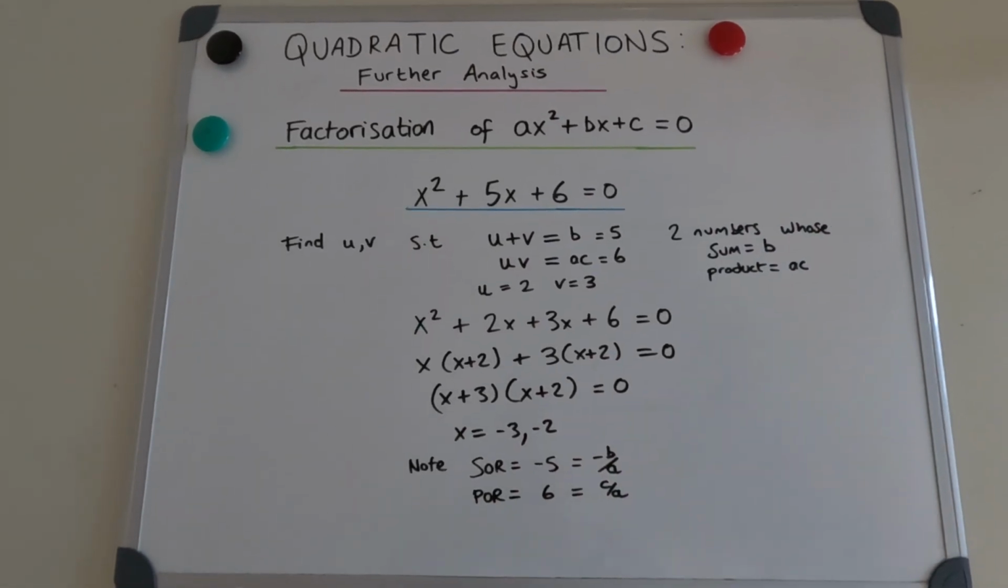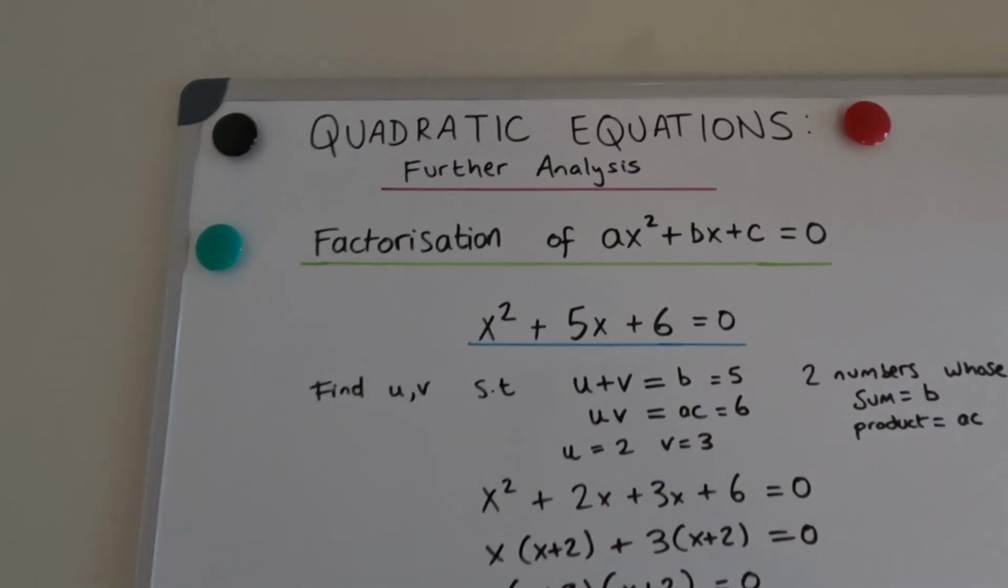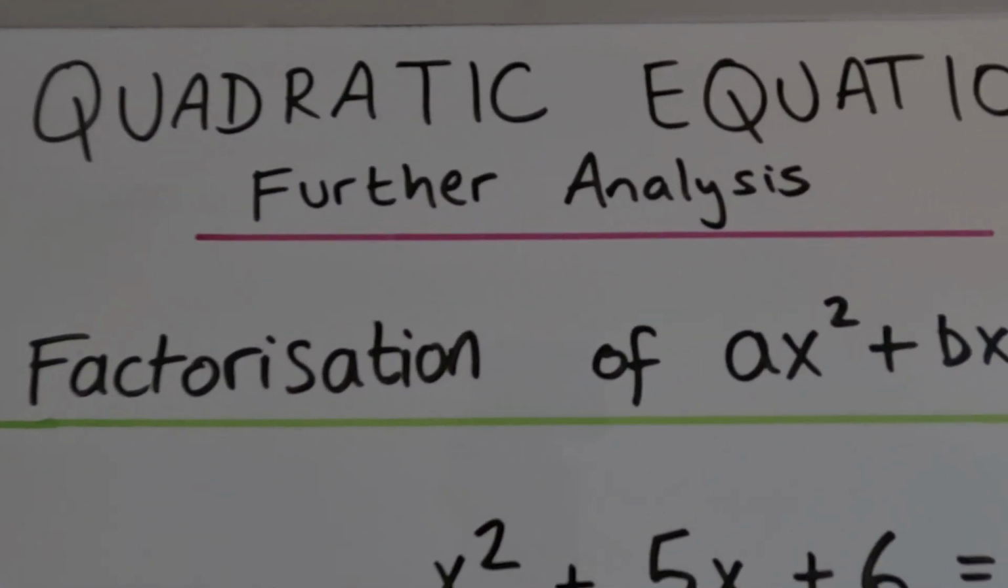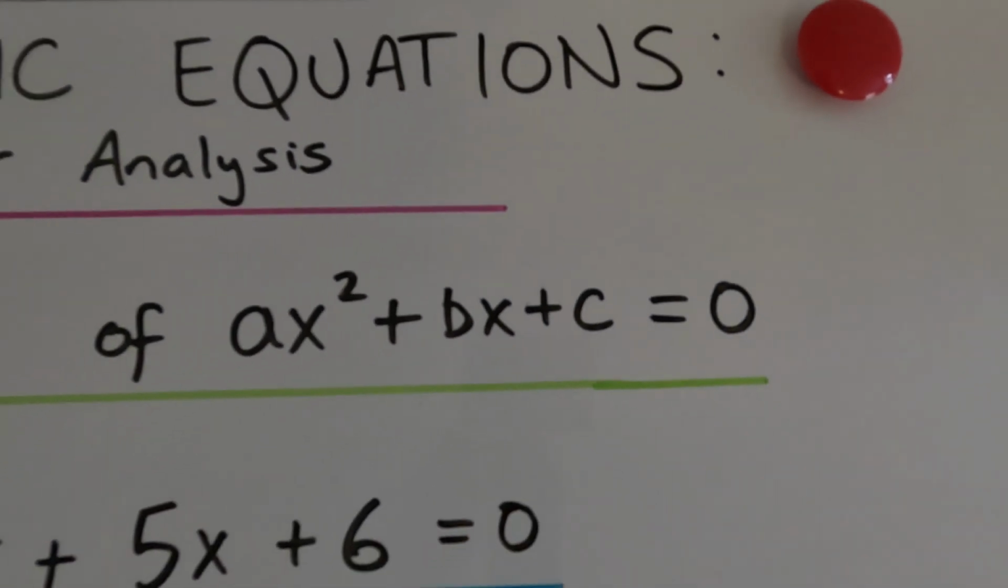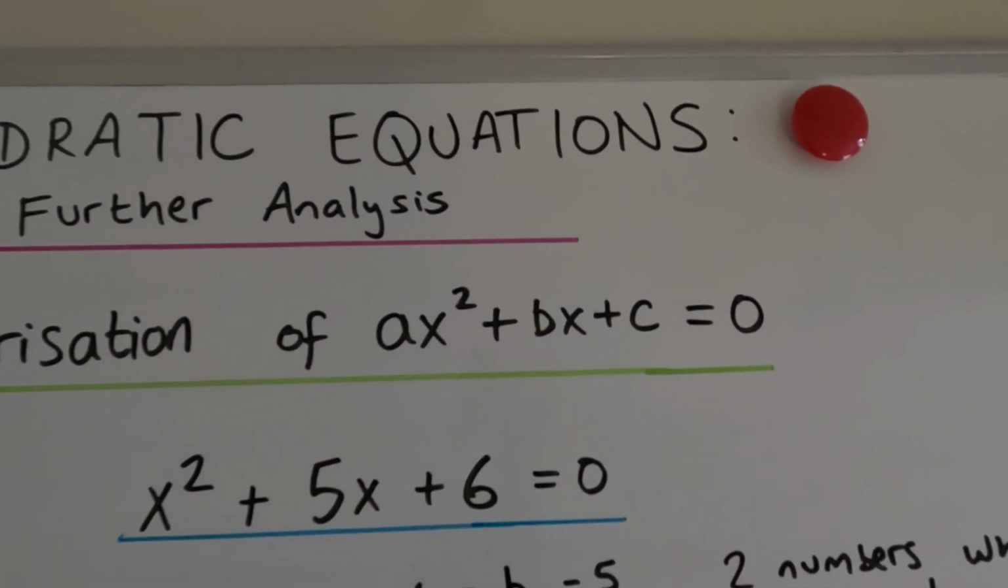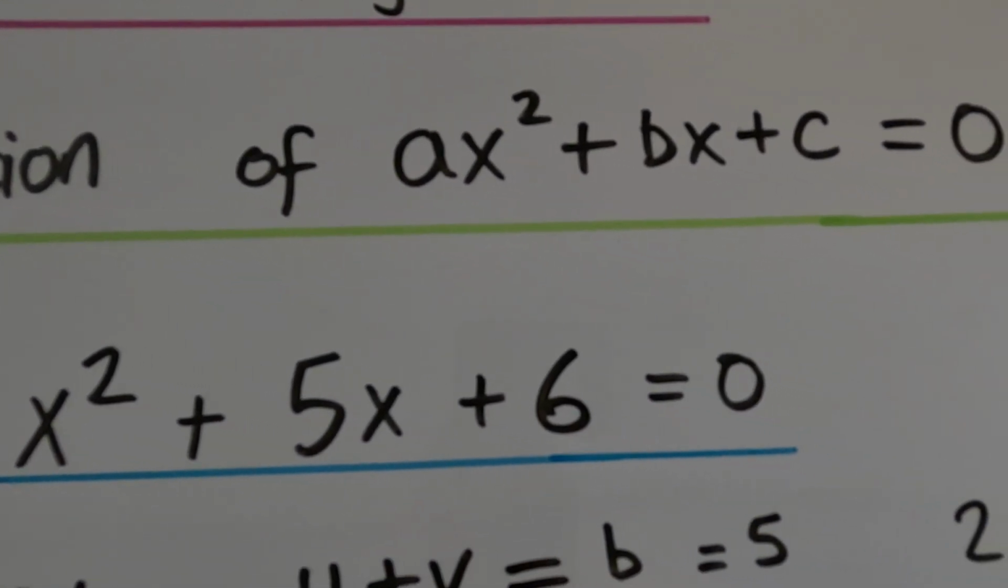Hello and welcome back to our discussion on quadratic equations. So we're going to be looking at the method of factorization of quadratic equations of the form ax squared plus bx plus c equals 0. So let's look at an example. x squared plus 5x plus 6 equals 0.